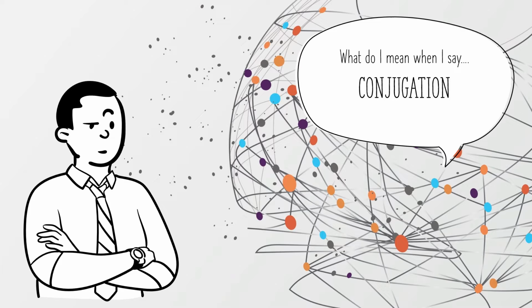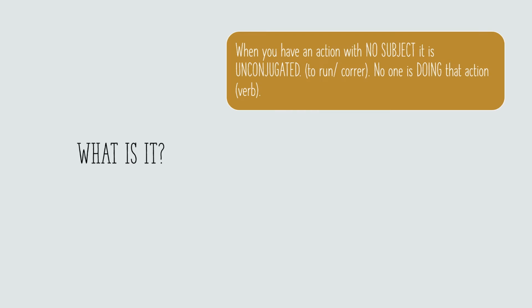What do I mean when I say conjugation? It's something that we don't really talk about a lot in English, but we talk about it all the time in Spanish and other languages as well. So, what is it? Well, when we have an action or a verb that has no subject directly associated with it, or a subject or a person doing that action, we call it unconjugated. My example in English here is to run.